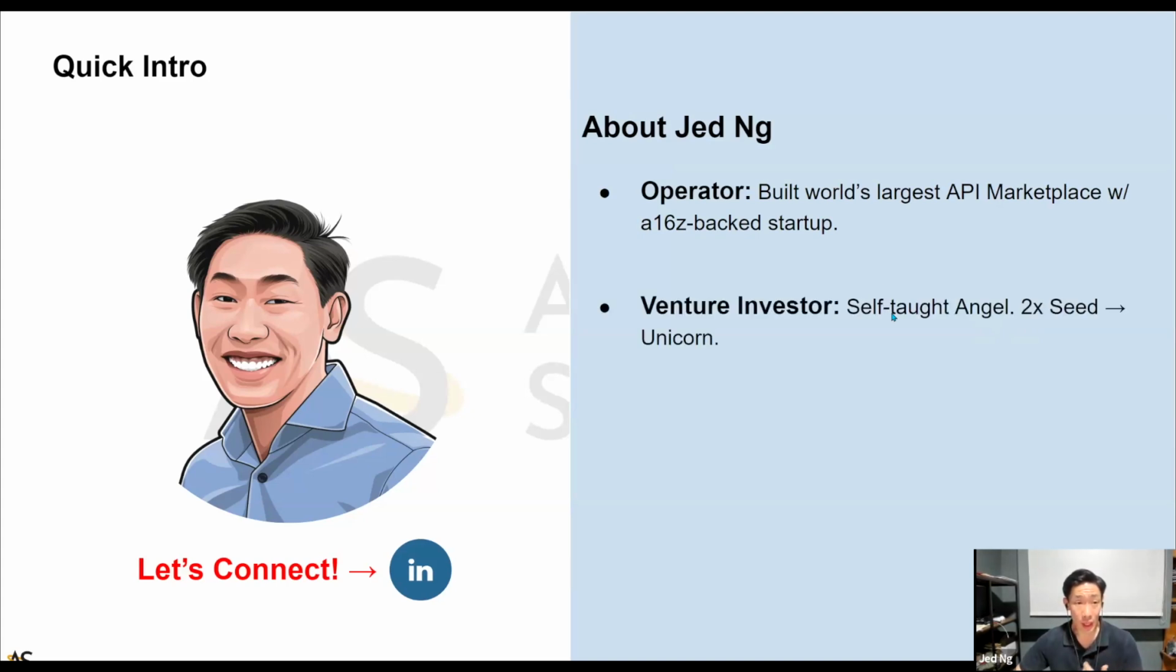And this startup was backed by Andreessen Horowitz. In 2016, I started venture investing as an angel. So I'm completely self-taught. I've never worked in VC. At this point in my career, I've got an exit and I've backed 2 companies from seed stage that have turned unicorn.